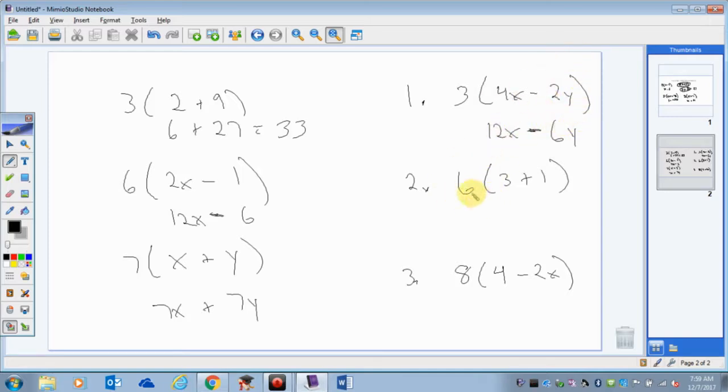Come down to number 2. 6 times 3 plus 1. 6 times 3 is 18. Plus 6 times 1 is 6. And if you are asked to solve it, you can. For this one, we're just wanting to set it up the right way. For number 3, 8 times 4 is 32. Minus 8 times 2 is 16 with the x. So 32 minus 16x.